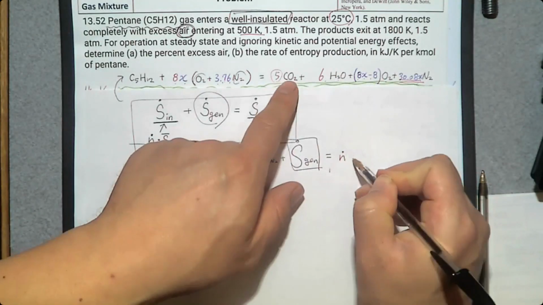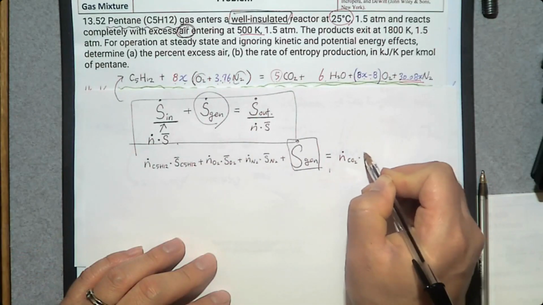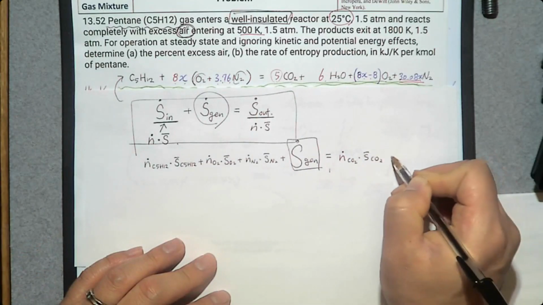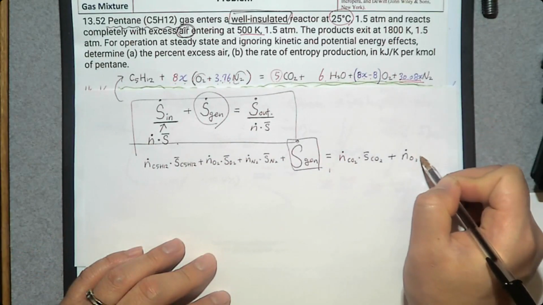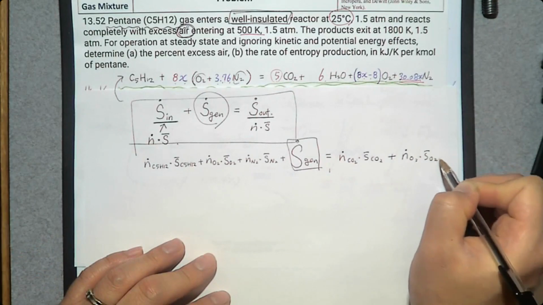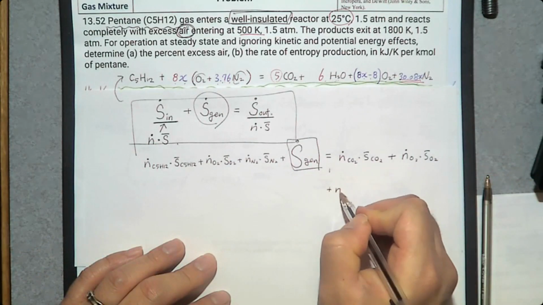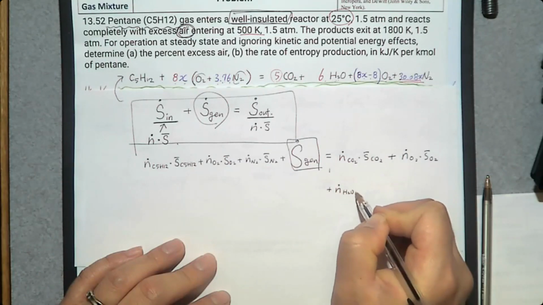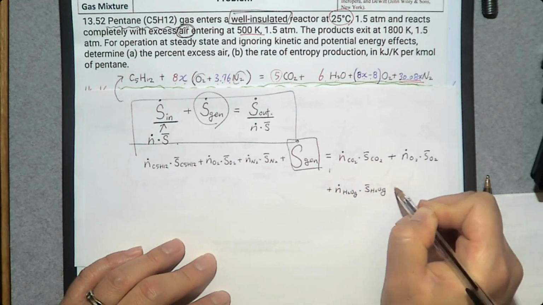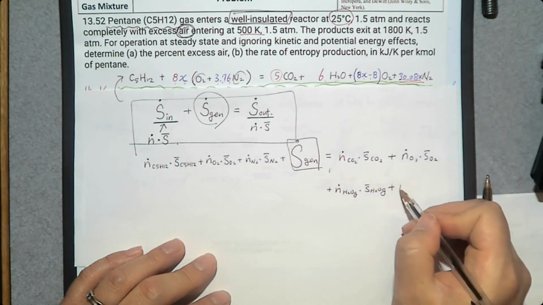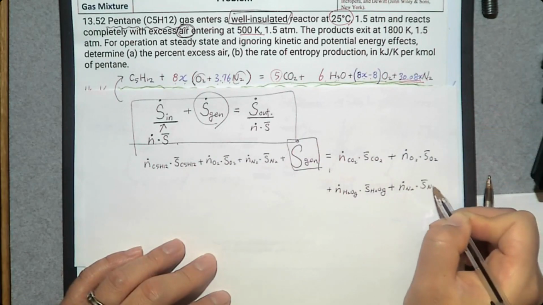The first one, carbon dioxide: N dot of carbon dioxide times specific entropy of carbon dioxide, plus N dot of oxygen times specific entropy of oxygen. I forgot water. Plus N dot of water vapor times specific entropy of water vapor, plus N dot of nitrogen times specific entropy of nitrogen.